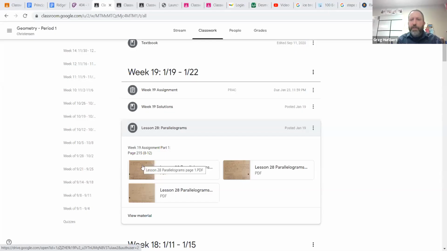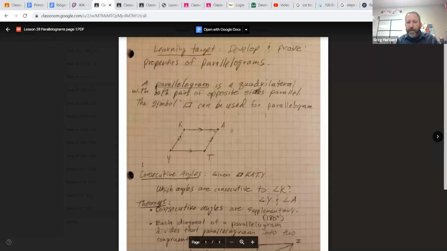I am going to give you guys a video on parallelograms and the theorems and a few examples. So let me give you a screen share and we'll go over a couple things. So this is lesson 28, and we'll start here.